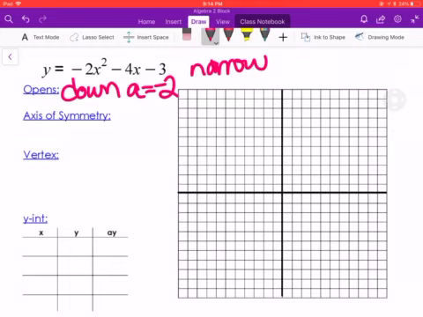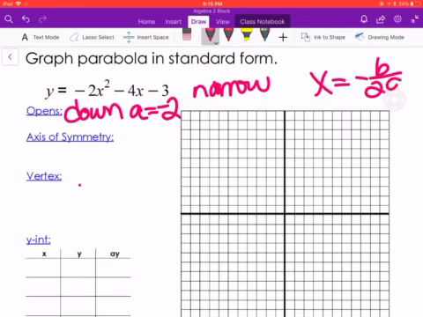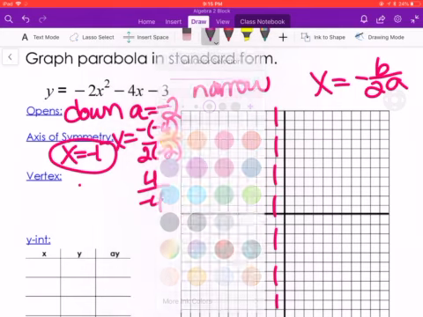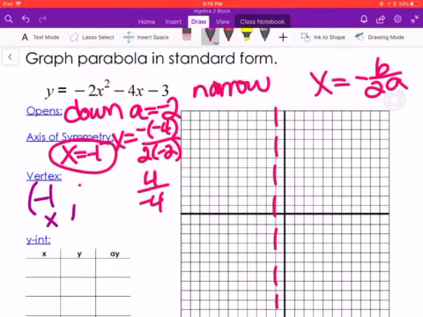I'm going to find my axis of symmetry again by using the formula negative b over 2a. Let me write that far up here. Negative b over 2a. So that's going to be x equals, it's already a negative 4, so it's actually 2 negatives there, negative b over 2 times negative 2. That's going to be positive 4 over negative 4. I'm going to have an axis of symmetry of x equals negative 1 again. Then I'm going to use that axis of symmetry to find my vertex. I need to plug in negative 1 for x.